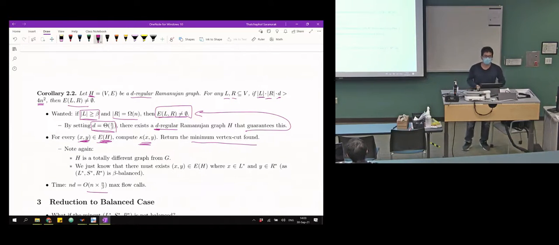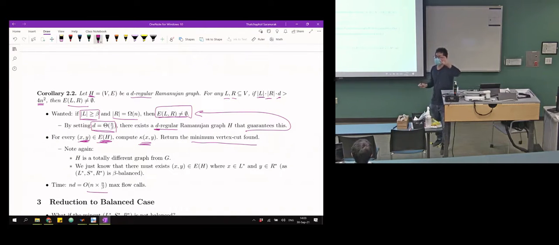Question. What's the relationship between the Ramanujan graph and the original? Ramanujan graph and what, sorry? The original graph. It's a completely different graph. So maybe the same number of vertices. So you have a graph of n nodes, then you take a Ramanujan graph that has n nodes.